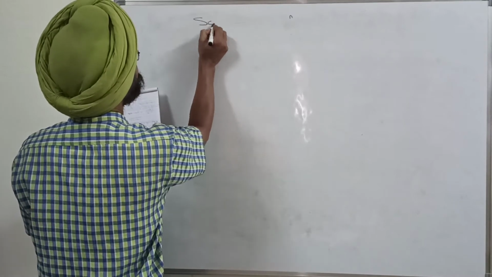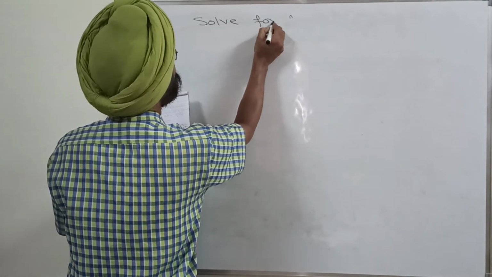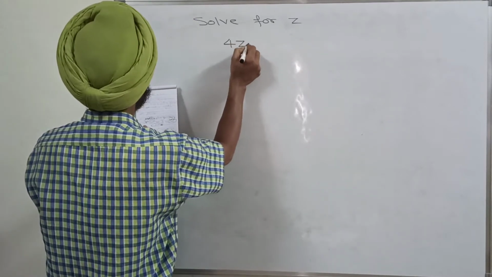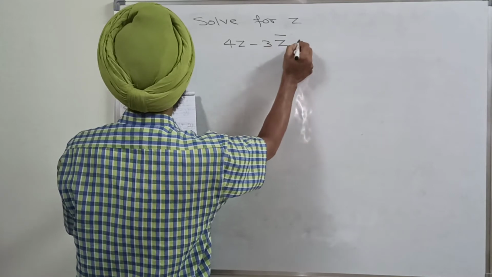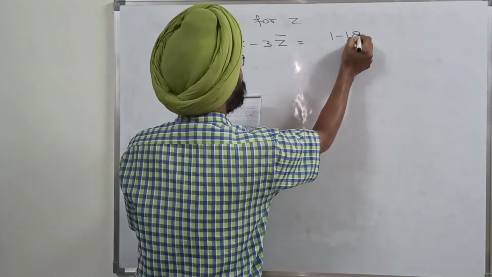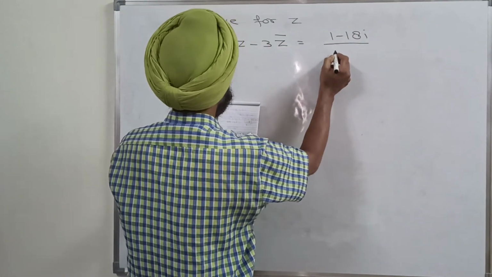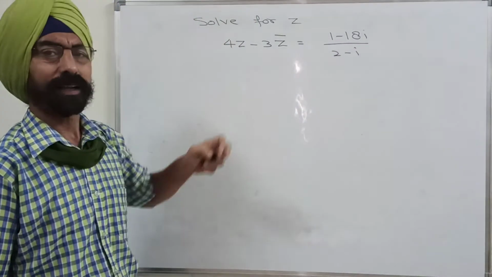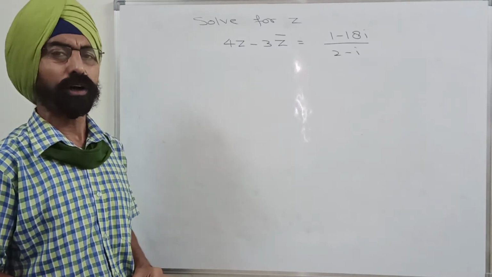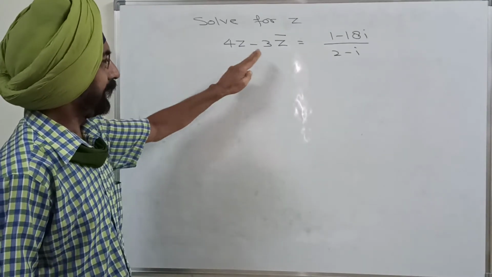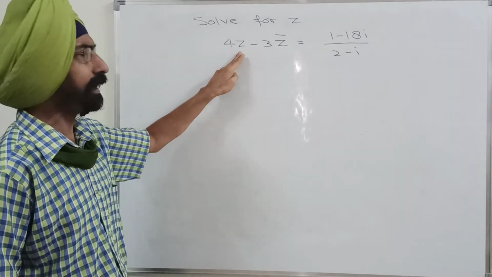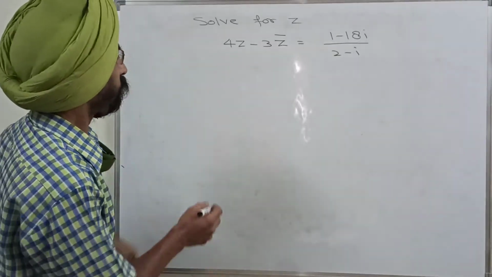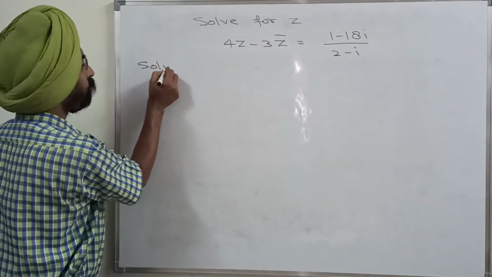Solve for z. And the equation given is 4z minus 3z bar is equal to 1 minus 18 iota over 2 minus iota. Here, what is z bar? Z bar is the complex conjugate of z. So, taking z is equal to x plus iota y, our z bar will become x minus iota y. So, the solution will start now.